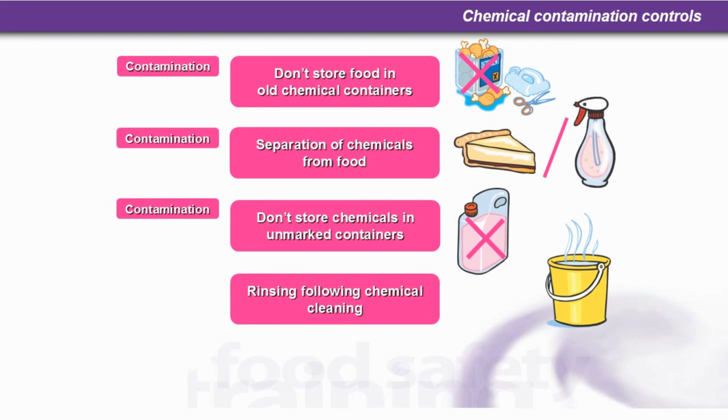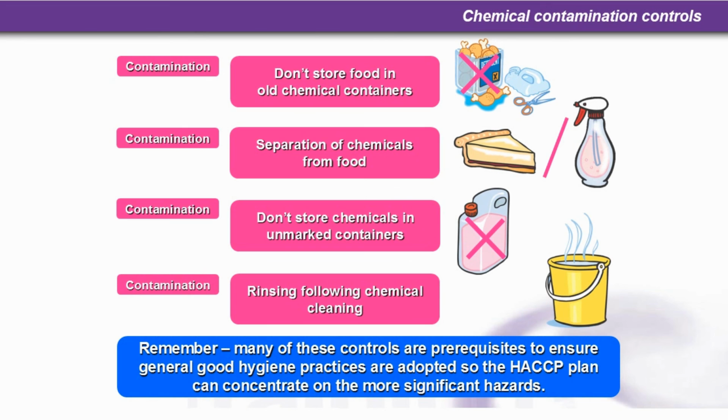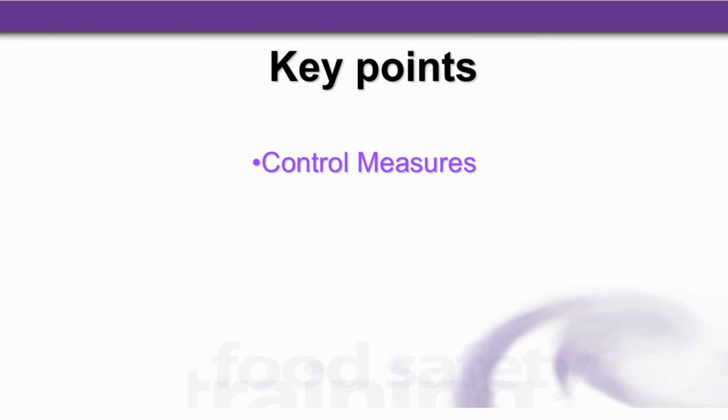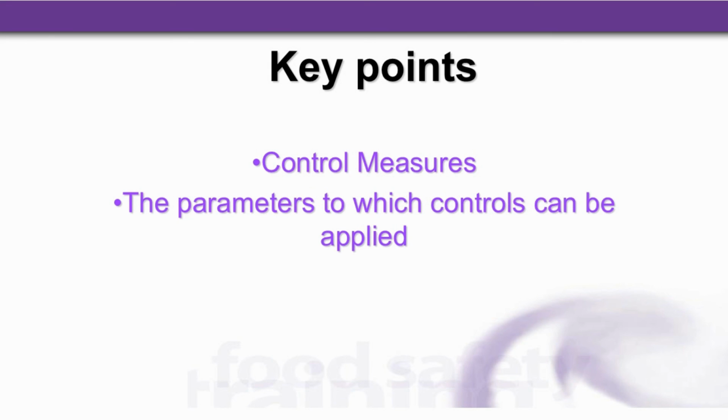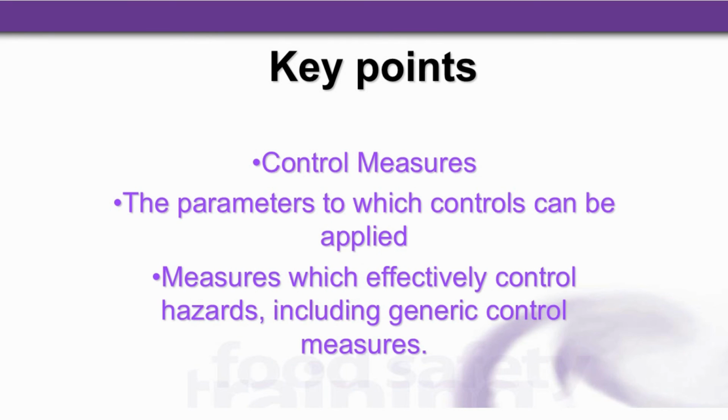Rinsing following chemical cleaning. And remember, many of these controls are prerequisites to ensure general good hygiene practices are adopted so that the HACCP plan can concentrate on the more significant hazards. So the key points for that section: we looked at control measures, the parameters to which controls can be applied, and measures which effectively control hazards, including generic control measures.